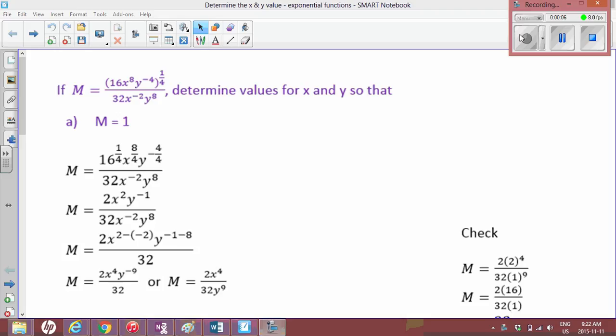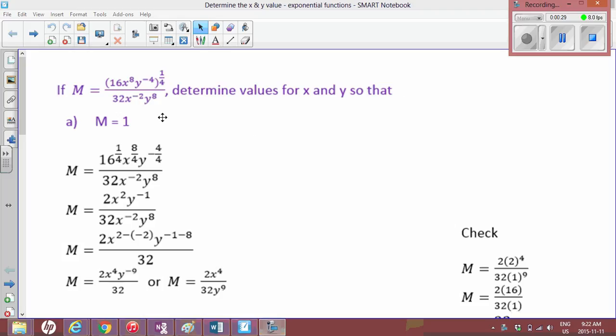In this video, I'm going to solve the following question. If m equals, and it's right here, you'll see it's got exponents, it's got rational exponents. We're going to determine the x and y value for 4 different scenarios. The first scenario is where m equals 1.